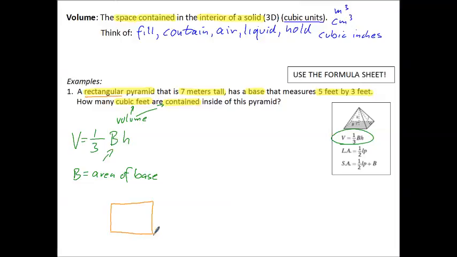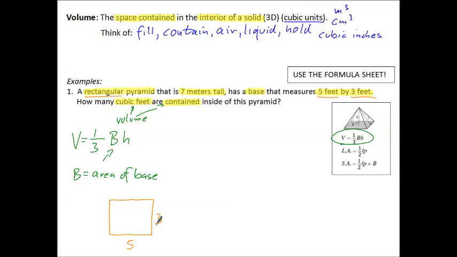And let's go back to the text and look at it. So our base is a rectangle. And let's go back to our problem to look at the information we have about that base. It measures 5 feet by 3 feet. So 5 feet is the length and 3 feet is the width.